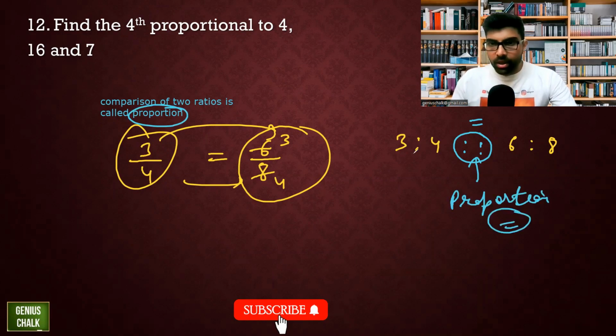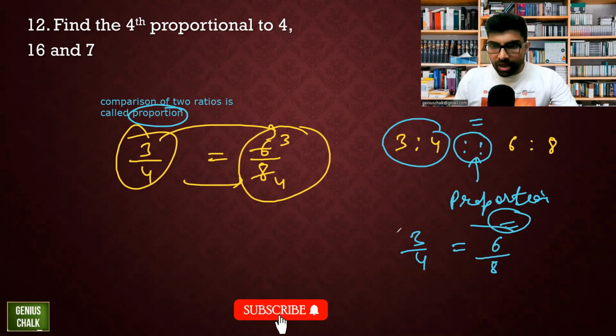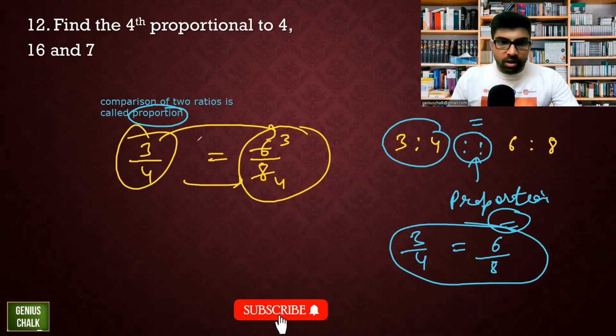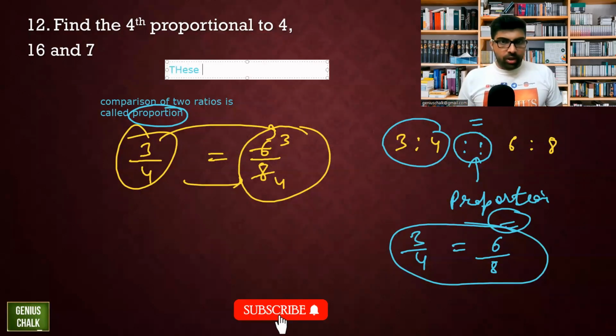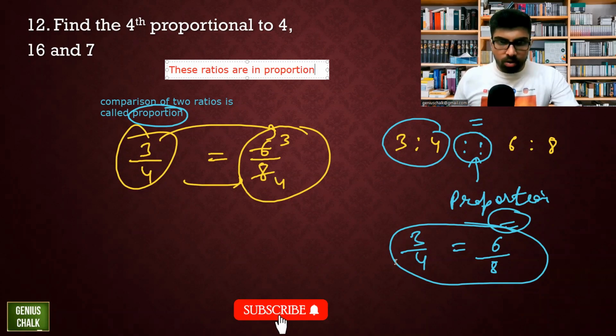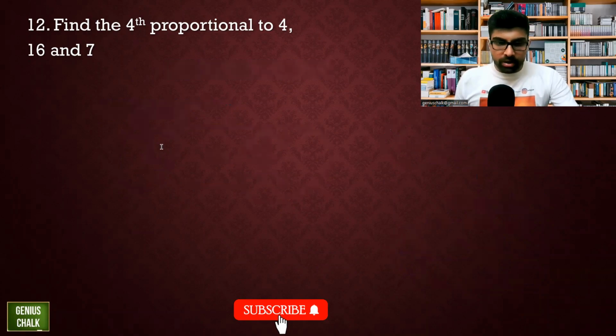Proportion means equal, basically. So this can be written as 3/4, and this can be written as 6/8. We can see that both these ratios are equal. That's why we can say these ratios are in proportion. We can write it: these ratios are in proportion. So please note, this is the concept: whenever two ratios are equal, they are in proportion. Now let's come to the small, basic things.